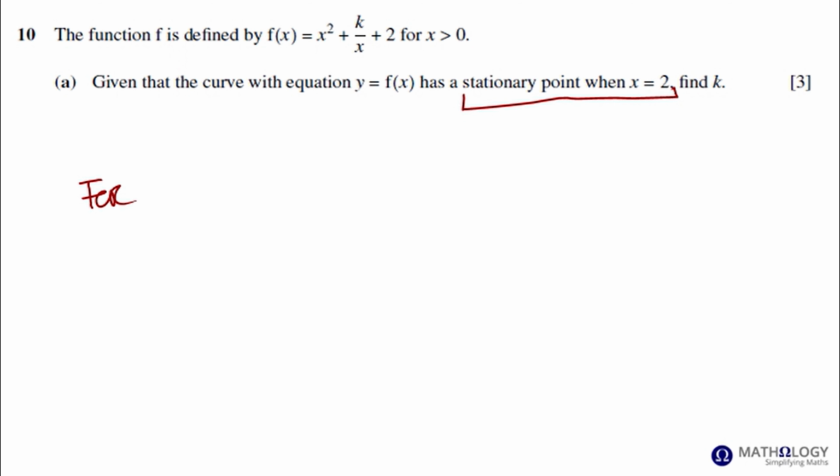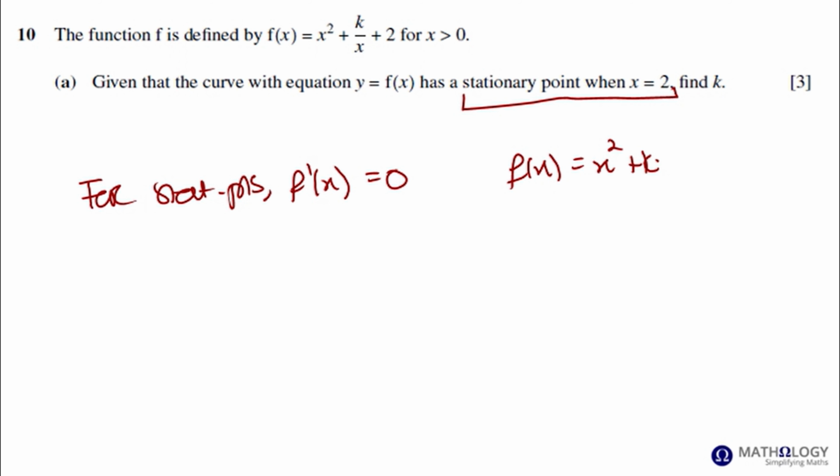So the stationary points: f prime of x equals 0. Before we do that, we need to put f of x into differentiable ready form. So x squared plus kx to the minus 1 plus 2.